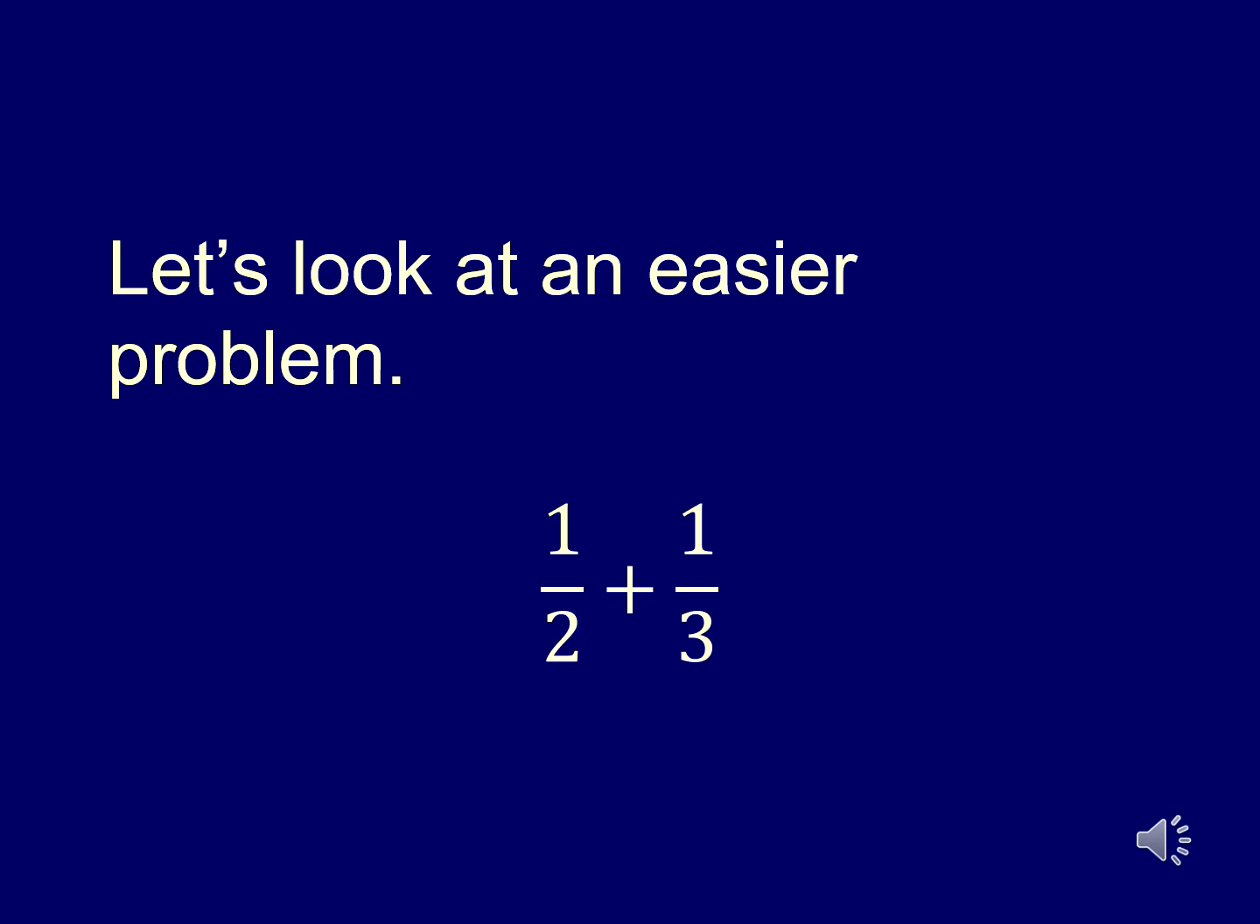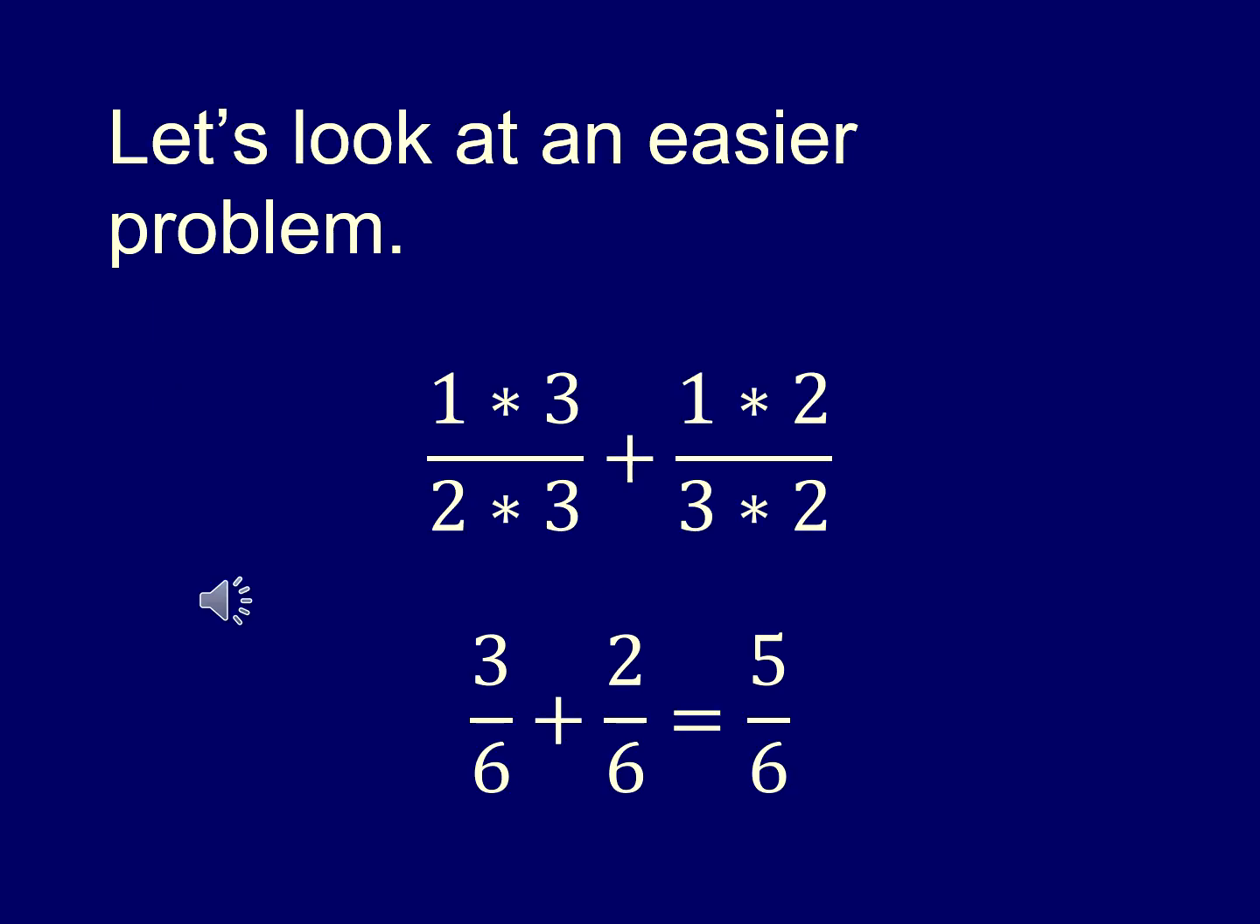What I have here is a half plus a third. The reason I chose that is that except for the stupid square roots, all that's going on in the problem we saw is adding fractions. And so we're going to look at a much simpler adding fractions problem.